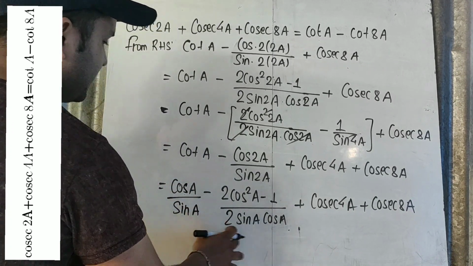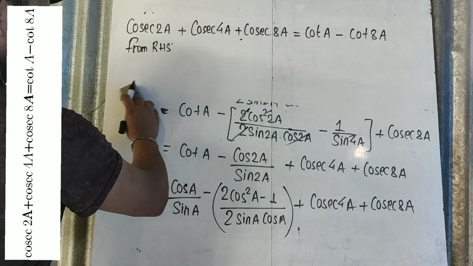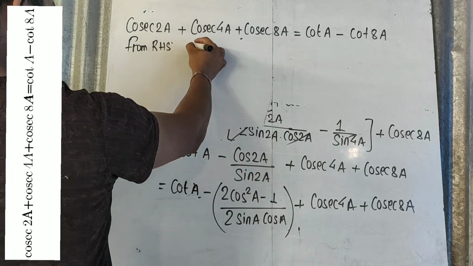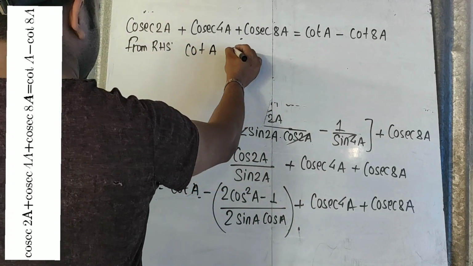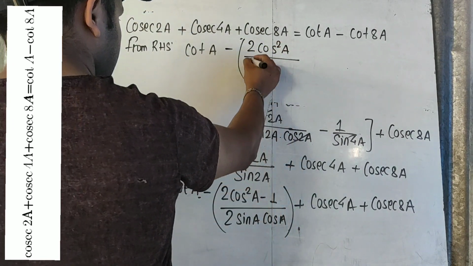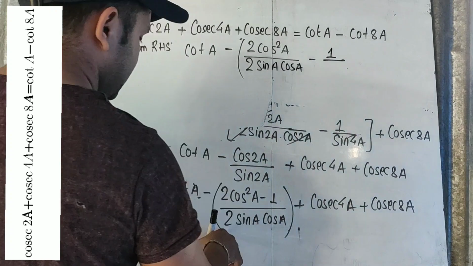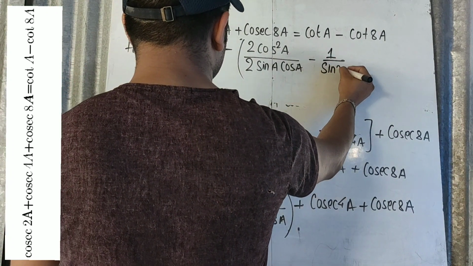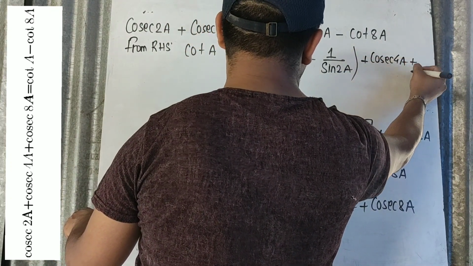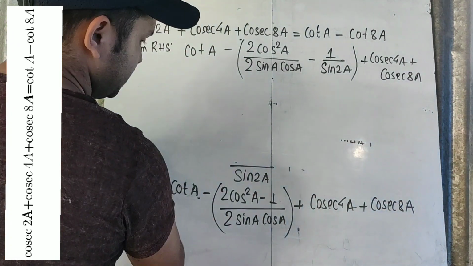Now we just solve the bracket portion at first. Or if you feel easy, you can simply put it as cot a as well. Don't get confused with what I am doing. Cot a minus, let's segregate it, 2 cos square a by 2 sin a cos a minus 1 by 2 sin a cos a, that is sin 2a. We already have here cosec 4a plus cosec 8a. We already have this in the right hand side. Now we'll solve it furthermore.